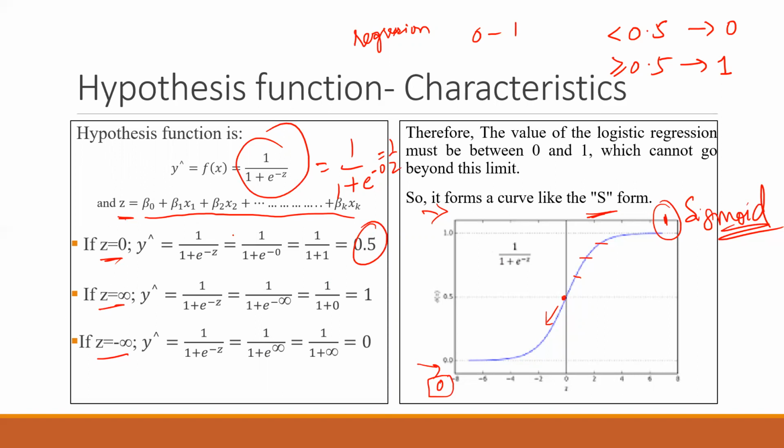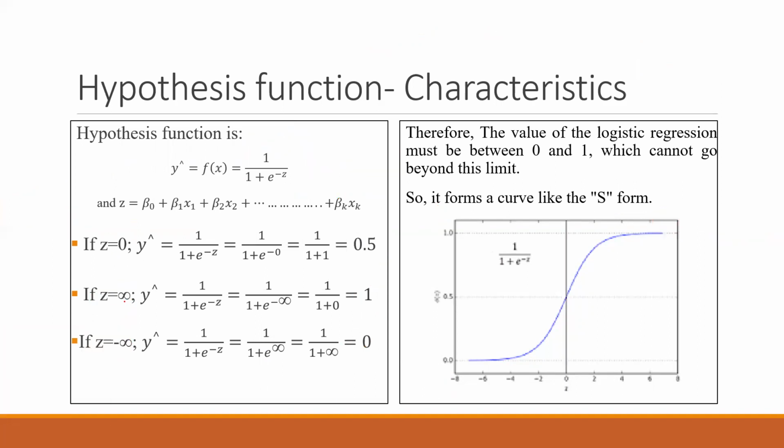At z equal to infinity, if I put the value of infinity in z, it will be 1 upon 1 plus e to the power minus infinity, and e to the power minus infinity becomes 0, so it will be 1 upon 1, answer 1. That's why at z equal to infinity, the answer is 1. Similarly, at z equal to minus infinity, the answer is 0. So this curve very easily explains how things are working. You just put these three values of z into this formula, and you can easily plot this graph and understand what is being done.